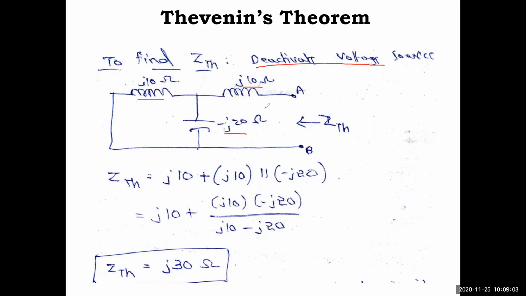When you look at this circuit, this J10 and this minus J20 are in parallel, and this parallel combination is in series with the J10 ohm. That's what is written here: J10 plus J10 parallel with minus J20. So parallel connection, you know, is impedance Z1 Z2 by Z1 plus Z2. Not R, it is Z now. That's why J10 into minus J20 divided by J10 minus J20 is done.